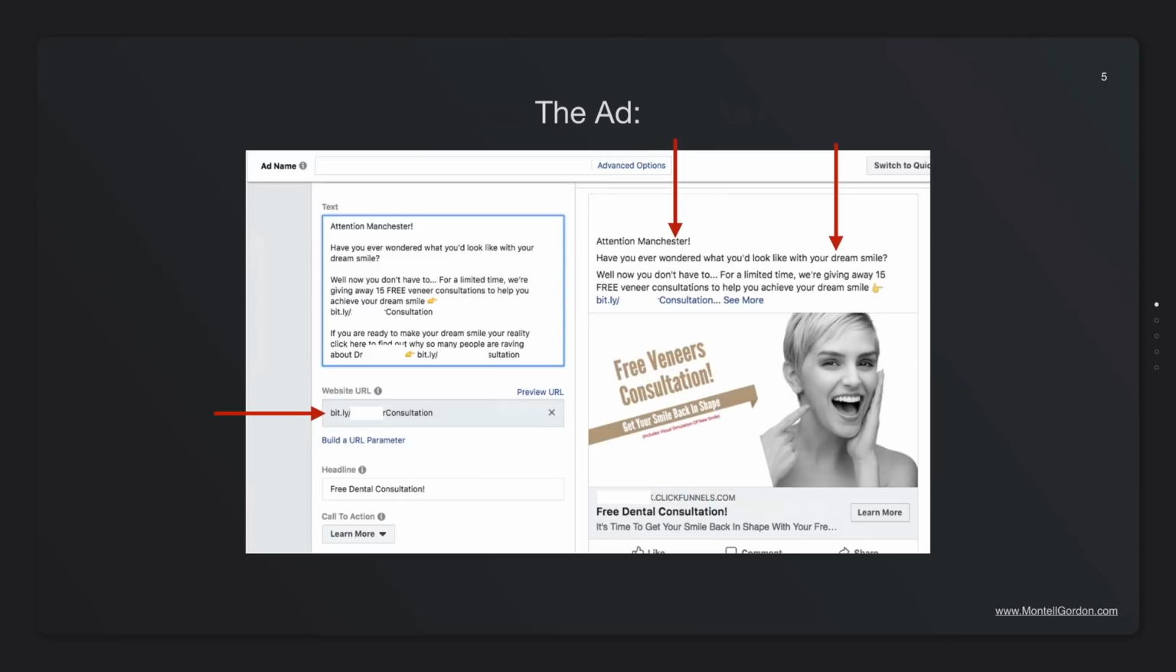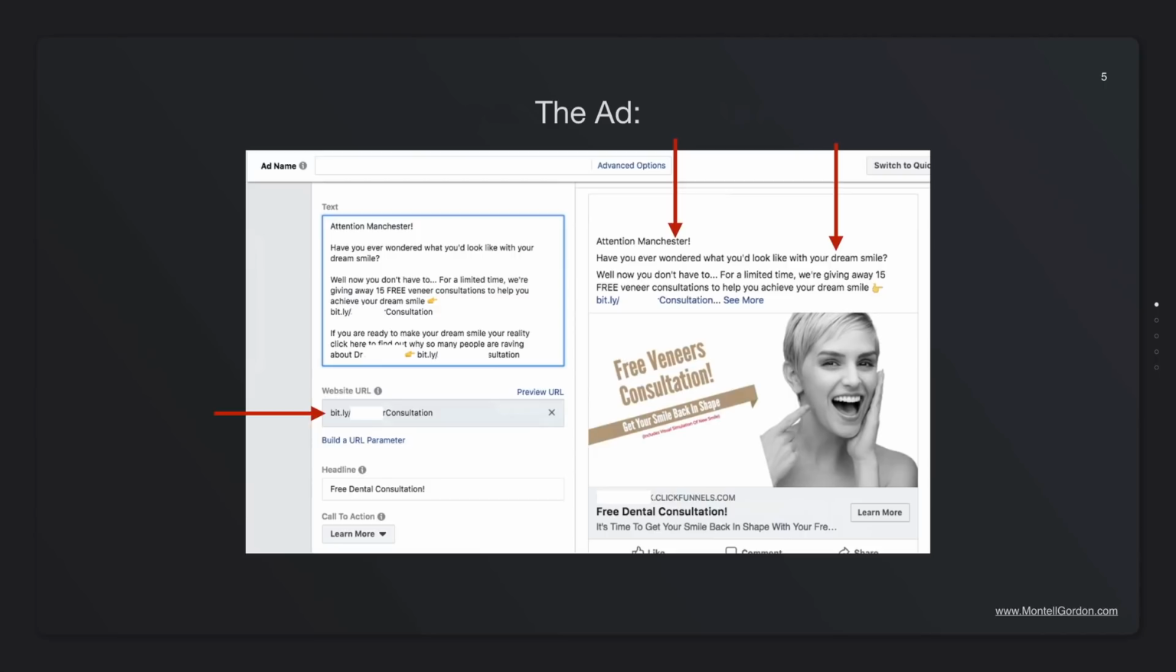Now, of course, if you're targeting a big area that's over multiple cities, which I don't really recommend, then obviously you can't do this. Well, you probably could, but you'd have some people who aren't relevant because they don't live in Manchester. Then I just put, "Have you ever wondered what you'd look like with your dream smile?" Always ask a question, because it gets them involved and hooks them in.